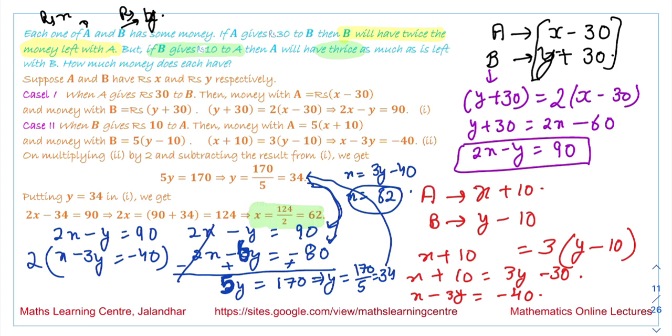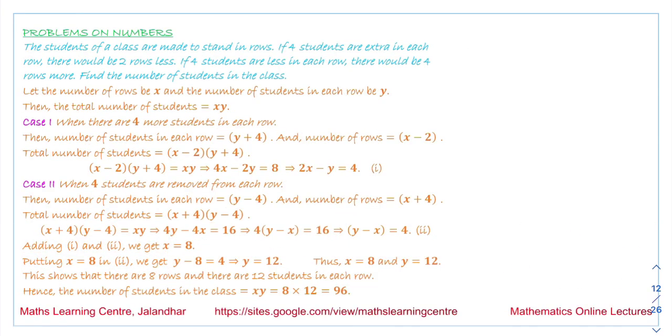It means A has rupees 62, and the value of y is 34. It means B has the amount rupees 34. Now next we have problems based upon numbers. Previously we have done problems based upon money matters. Now the next kind of problems are based upon numbers. So some conditions related to numbers are given. We have to form the equations and solve them.